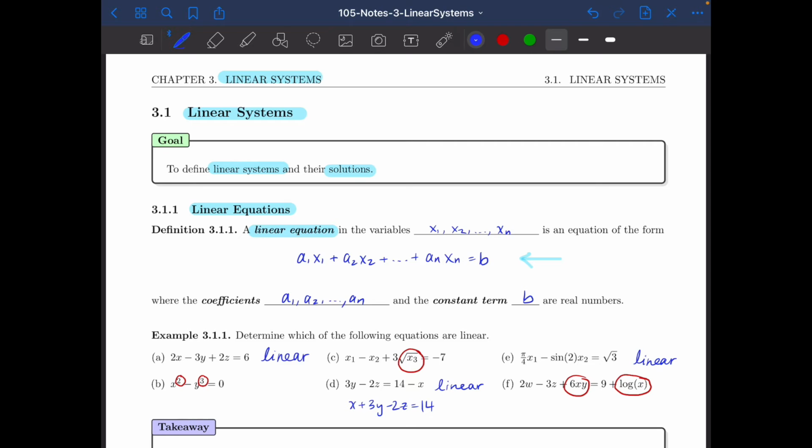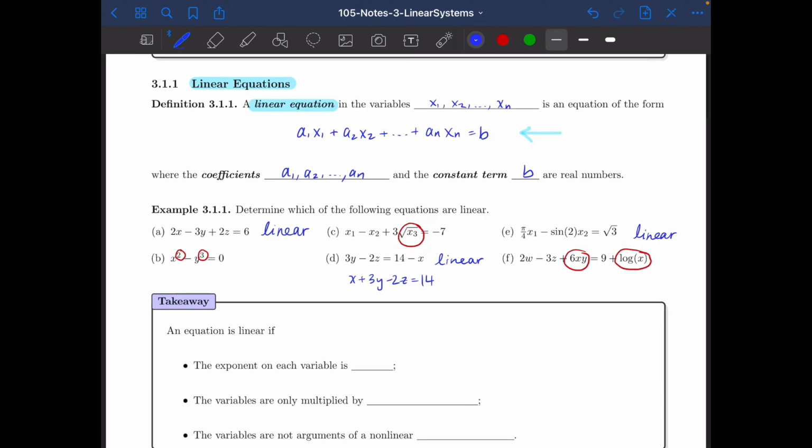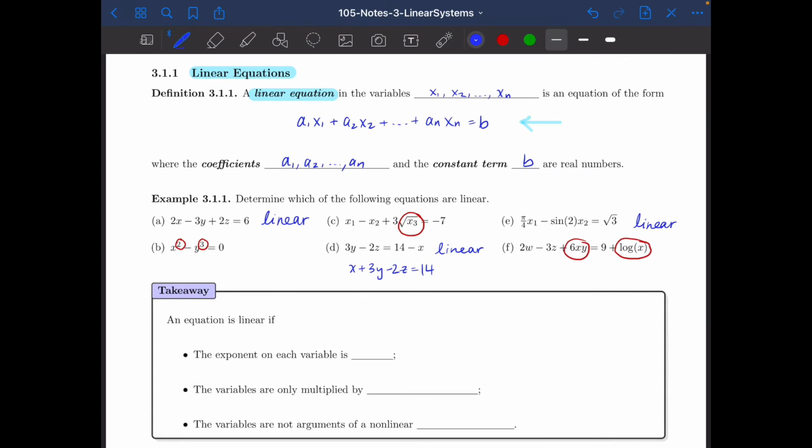Let's summarize our findings. An equation is linear if the exponent on each variable is 1, the variables are only multiplied by constants, and the variables are not arguments of a nonlinear function.